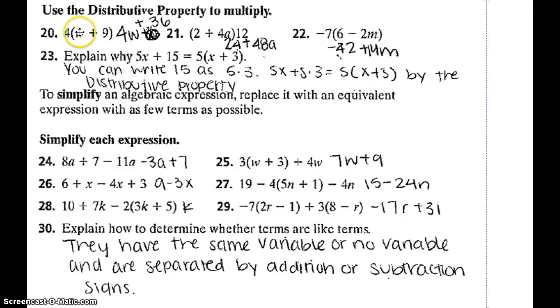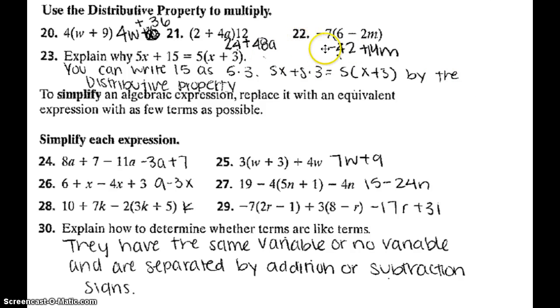So this first one, you should have gotten 4W plus 36. The second one, you just do the 12 times the 2, gives you 24. 12 times the 4A gives you 48A. Now, if you wanted to write that as 48A plus 24, that's totally cool, just as good.